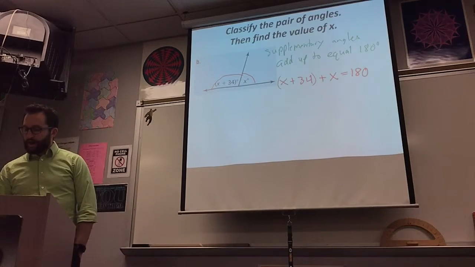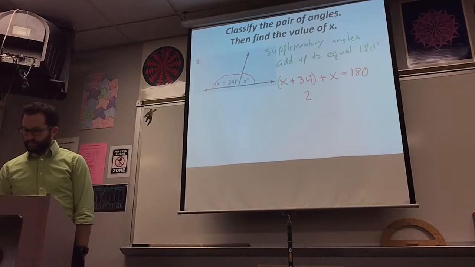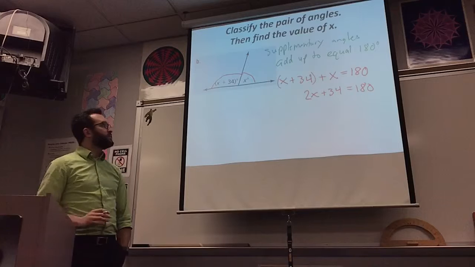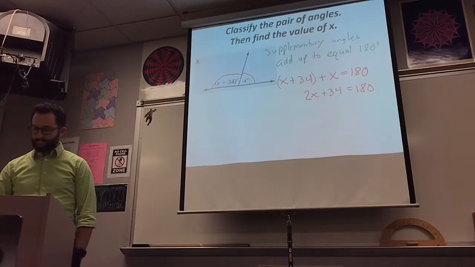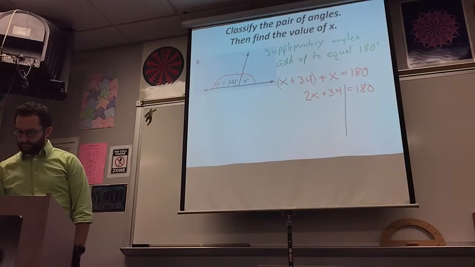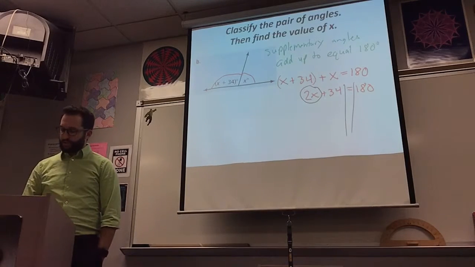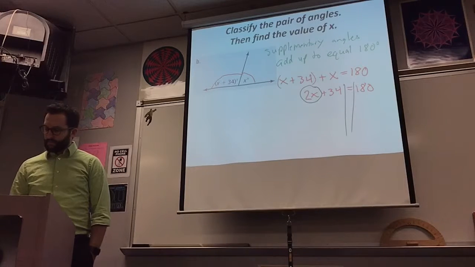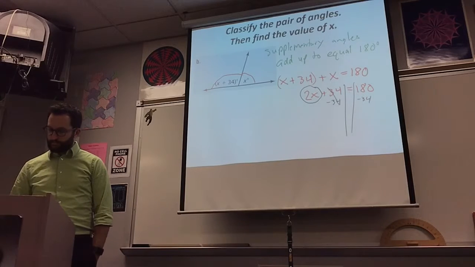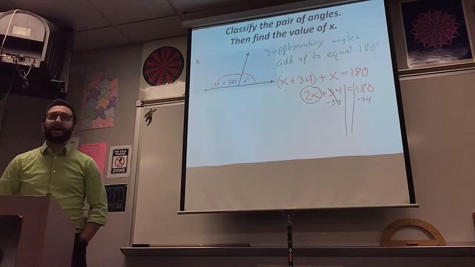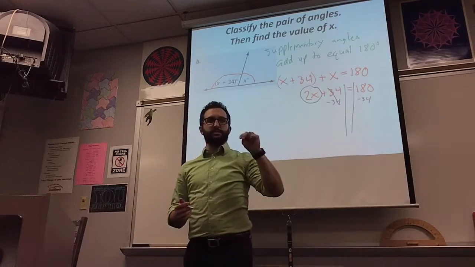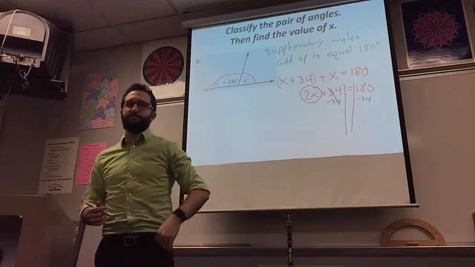So what's my next step? I've got two x's, and then a 34, and that equals 180 degrees. What is this? Yeah, this is a two-step equation. Circle the variable and its coefficient, right? Do you guys remember these steps? Cool. And then we subtract 34 from both sides. How did I get 2x? X plus 34 plus x. How many x's did I say? 2, right?